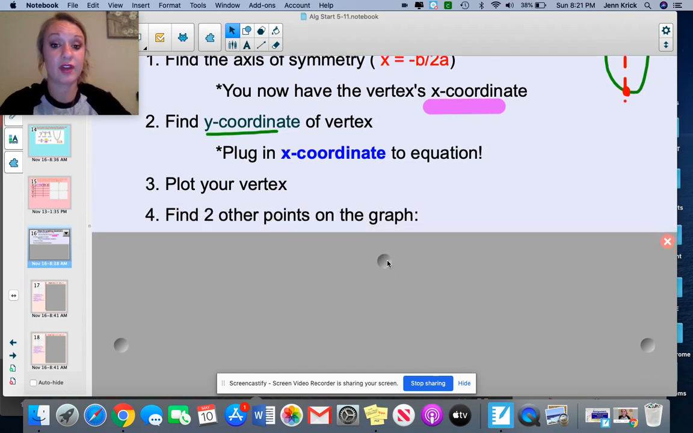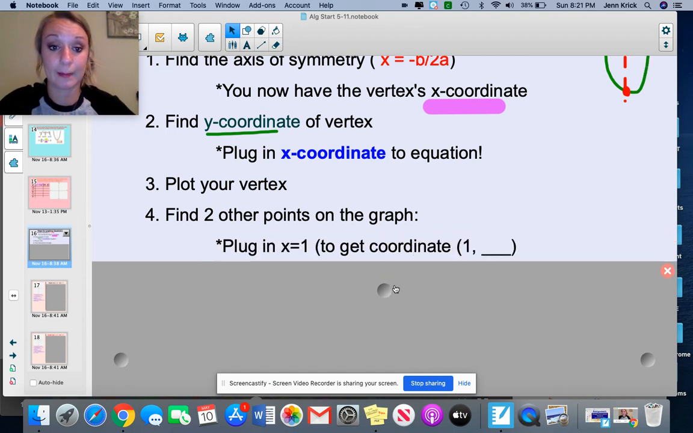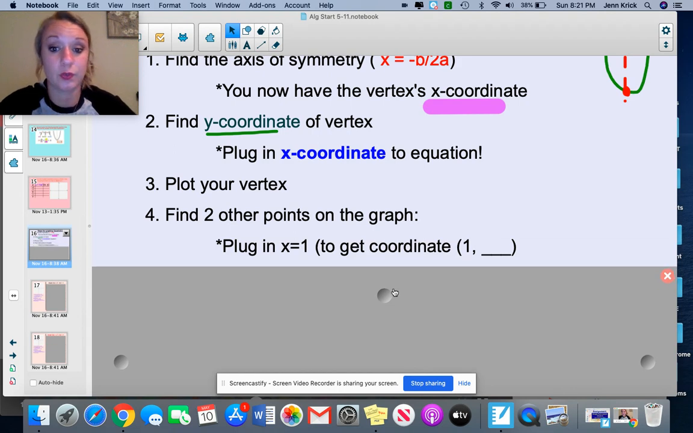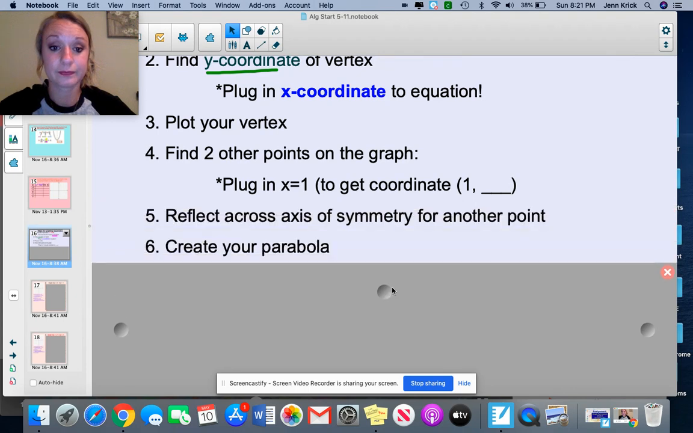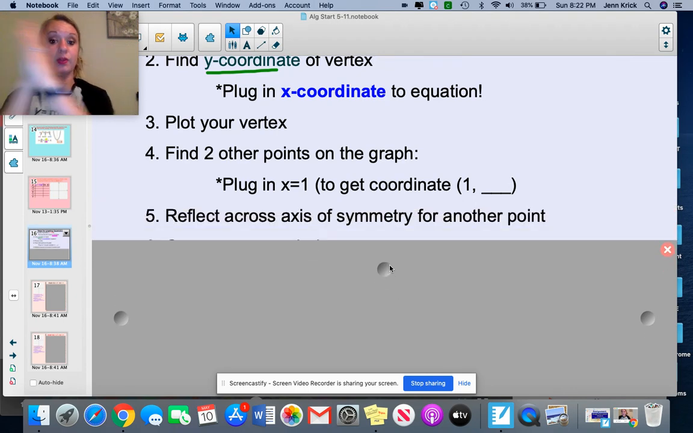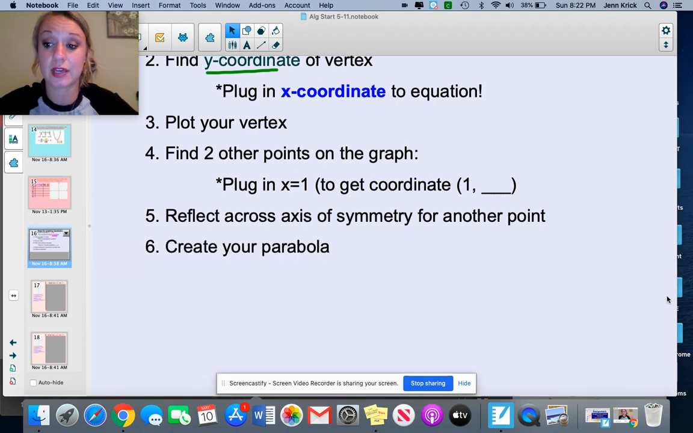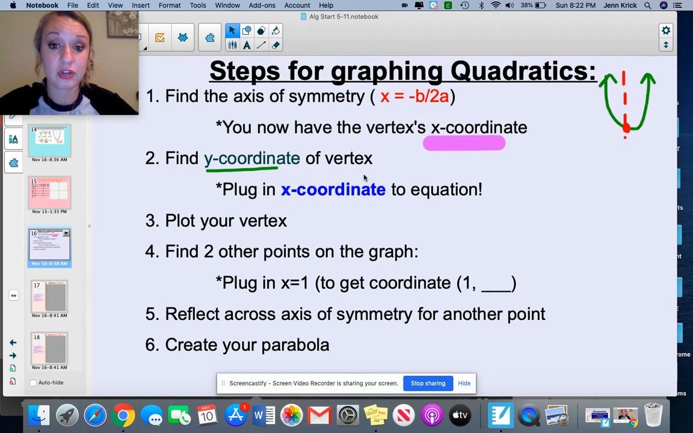You then have to find 2 other points on the graph on both sides of your vertex. So that would be like finding one right here and finding one right here. I usually do x equals 1. I'll plug that in, and then I'll get my next coordinate for y. Then you're going to reflect that point across your axis of symmetry for your other point, and you're going to create your parabola. So here are your steps. If you want to take a quick picture, I'm going to show you what that really means.